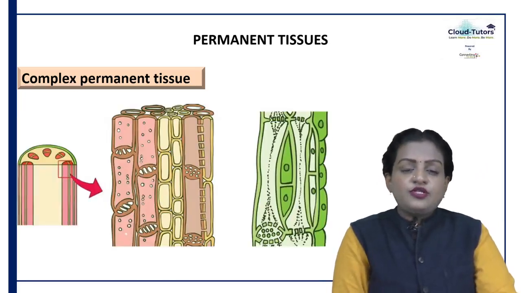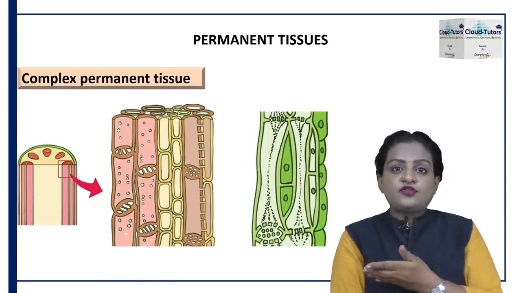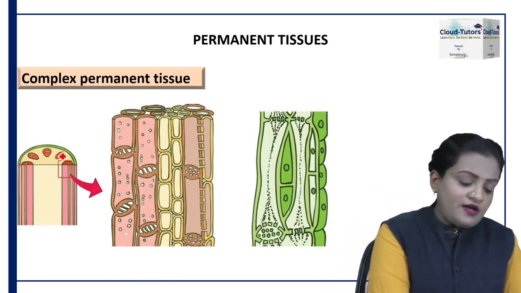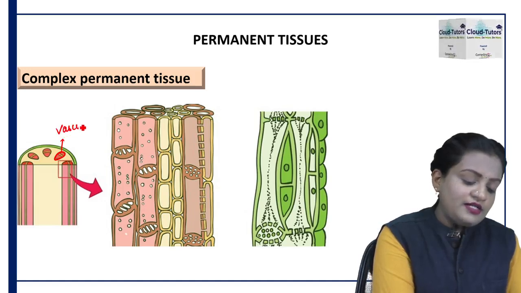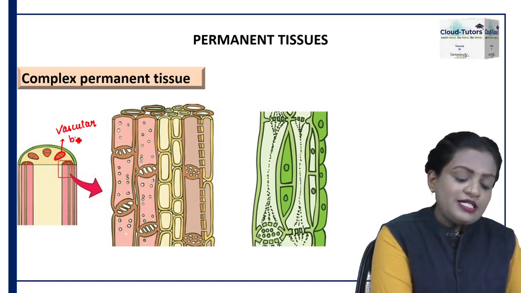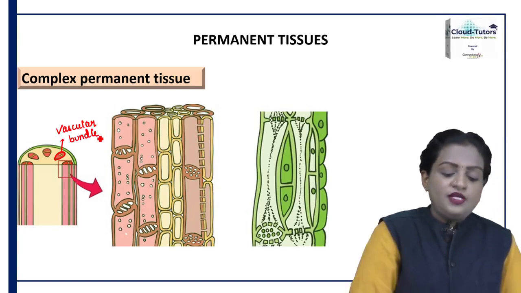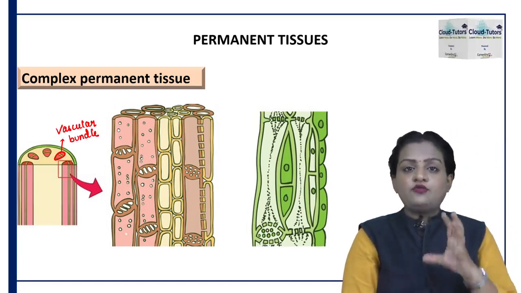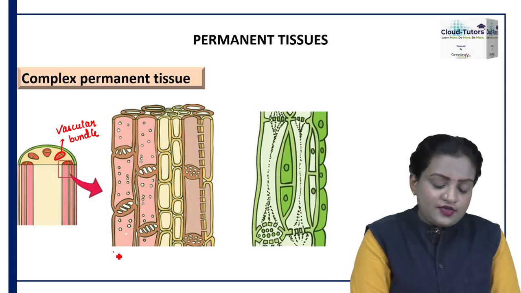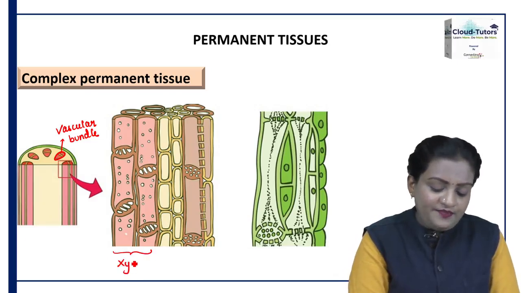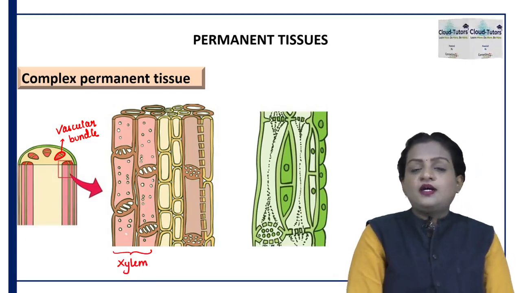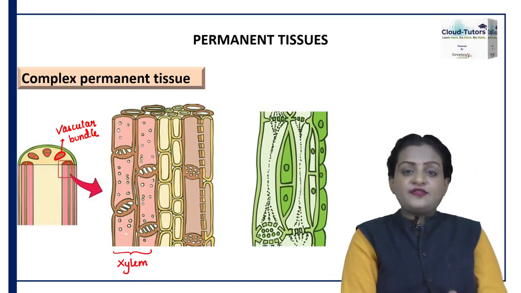Now coming to the overall structure, if you take section of a stem, this is how a vascular bundle looks. This is our vascular bundle. That means it contains both xylem and phloem. So observe the whole vascular bundle closely. This one is our xylem. You can see perforated cell wall of the vessels.